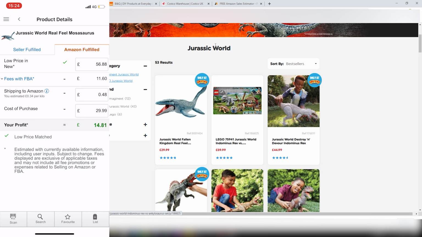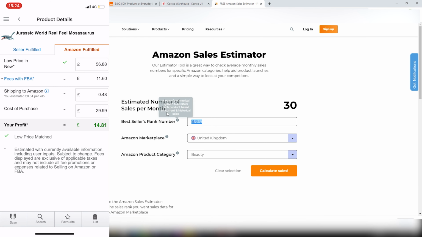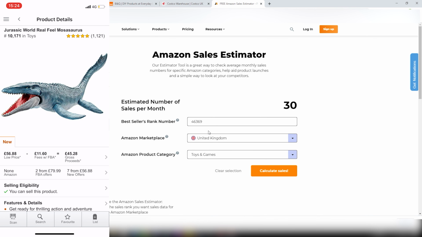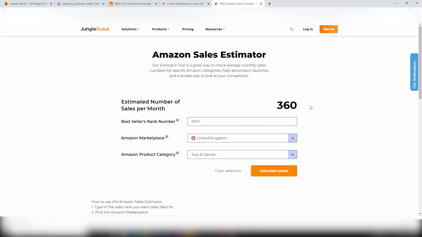Just to give you an idea of perspective as well, I've gone onto Jungle Scout, who have a free Amazon sales estimator. I'll pop in the details for this product. So it's toys and games in the UK marketplace, and it's ranked 10,171. So when we pop that into the little search bar, and that's the estimated sales. So you'd be looking at selling around 360 of these each month.